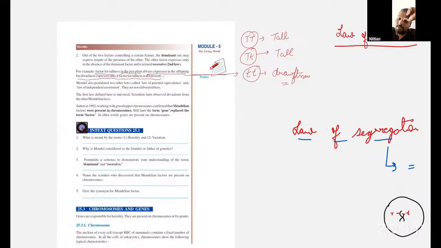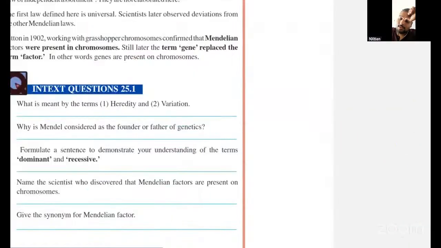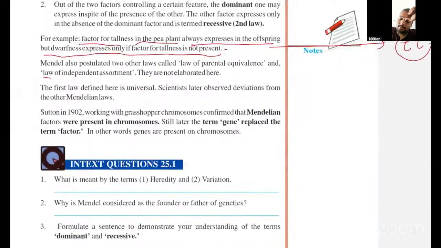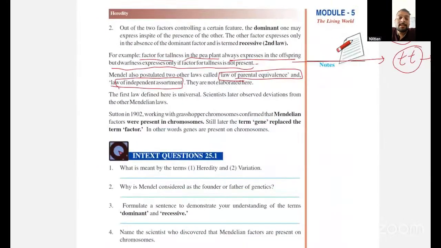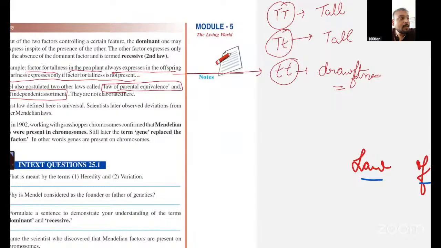Now there is also a third law, which is called the law of independent assortment. They didn't write it, but for our information, right now, how many characters did we take? Agatha, how many characters? Only one character, height. Height character.